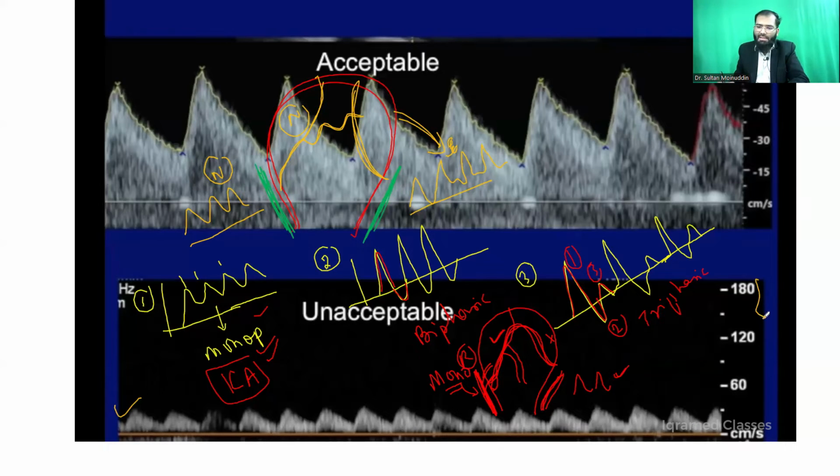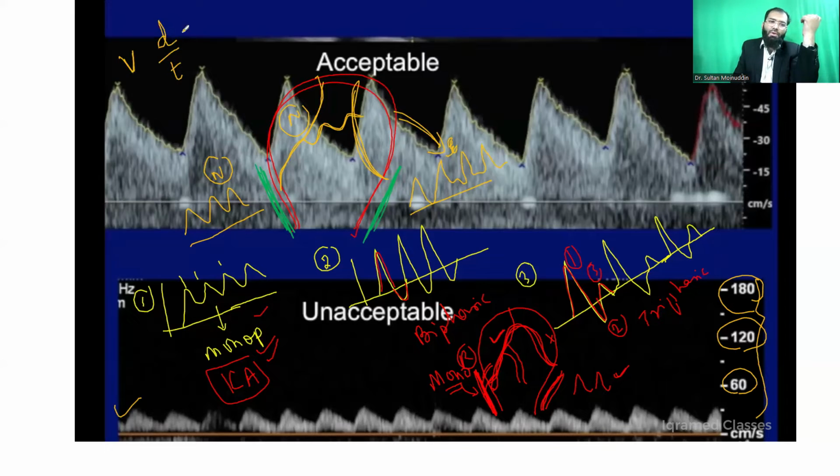Now, this is the scale which you have. What you're seeing here, the 180, 120, 60, these are the scale. Now, what is the unit of this? Again, unit is very important. You know that velocity, we had studied in basic physics, velocity is distance by time. So here, distance is measured in centimeters and time is in seconds. So the unit of this is centimeter per second, and this unit is written here, centimeter per second.